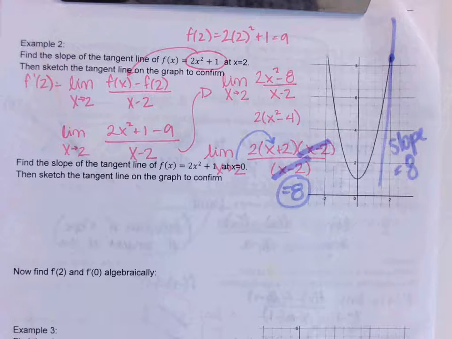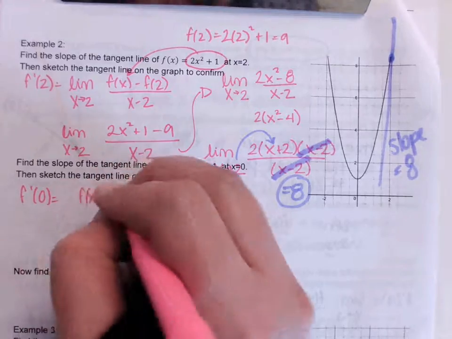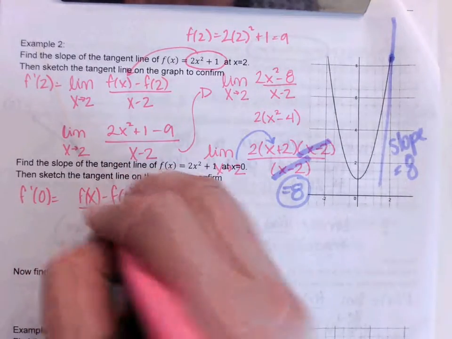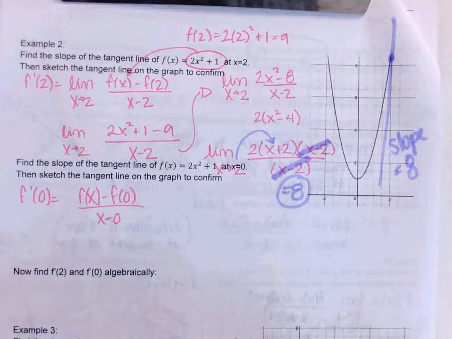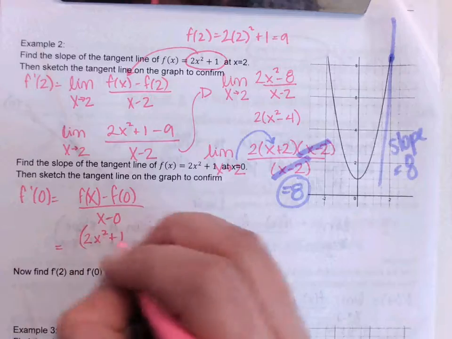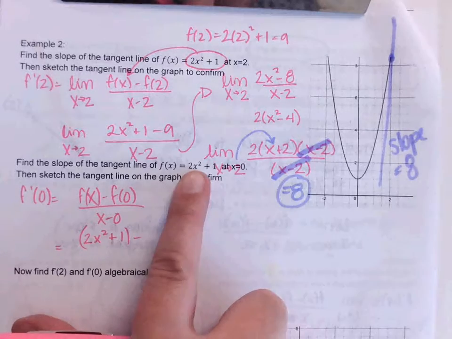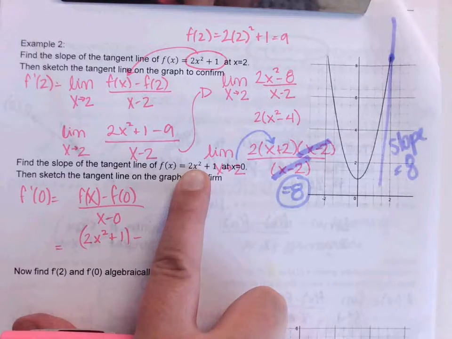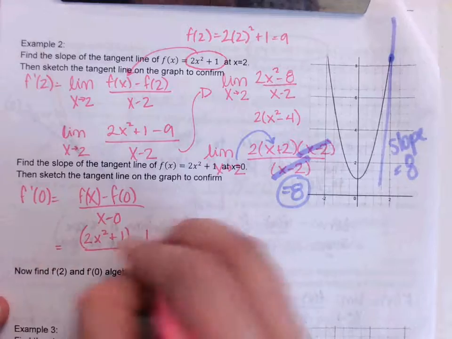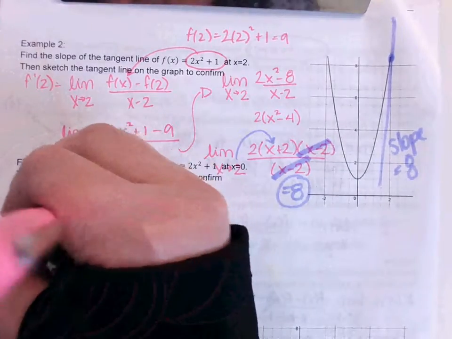Okay, now let's do it for the bottom one. So we're doing f prime of 0 this time. f of x minus f of 0 over x minus 0. Okay, what's f of x we said? It's 2x squared plus 1, right? Minus f of 0, I'm plugging in 0 to that. What is 2 times 0 squared plus 1? 1. On bottom, x minus 0 is really just x. What happens with the 1's on top? Oh, I forgot to write my limit. Oops.